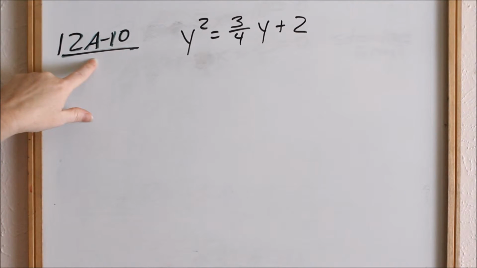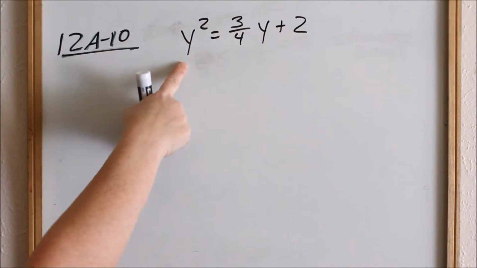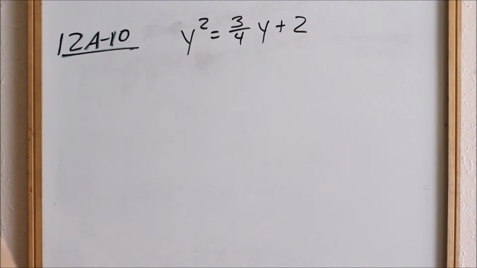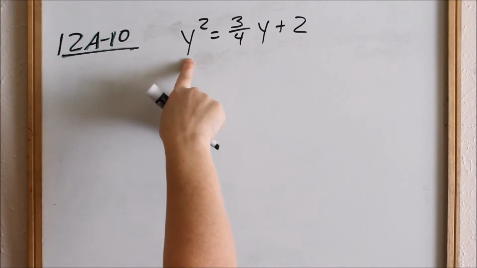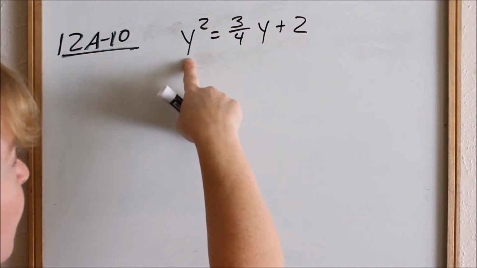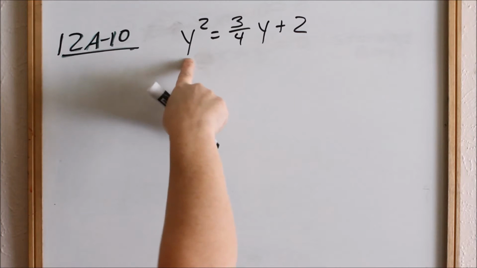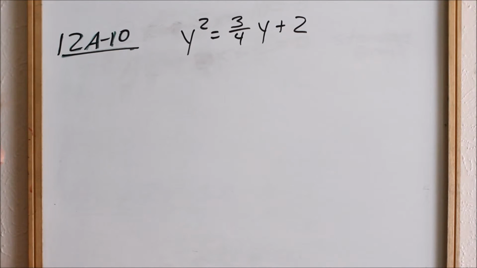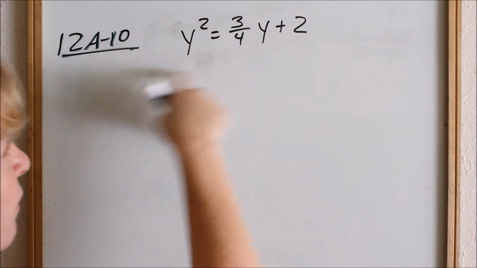Okay, now we're going to look at 12a10. We have this equation. It's not in standard form. Let's move everything to one side. I always like to try to keep my y squared positive, but it doesn't really matter. Because even if your y squared is negative, you can use that as a negative 1 when you're replacing it in for a. But I'm just going to move everything to the left.